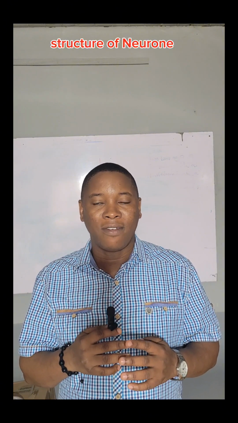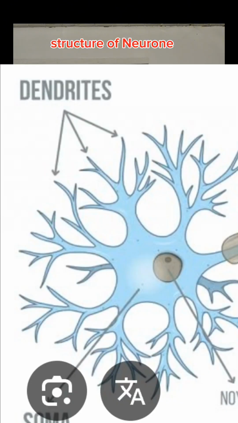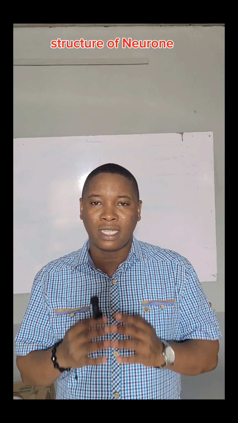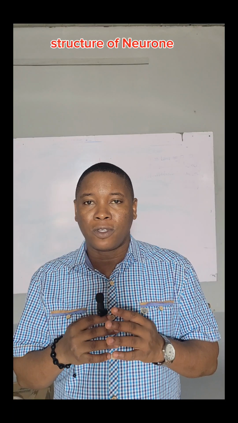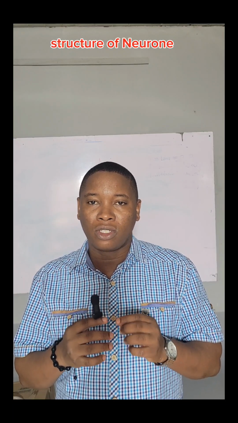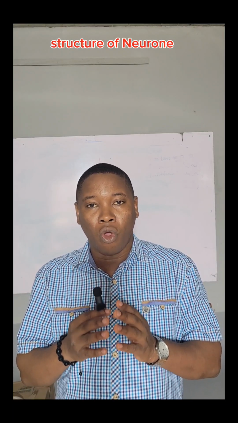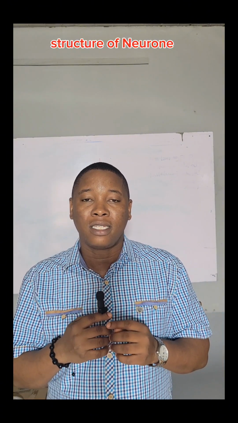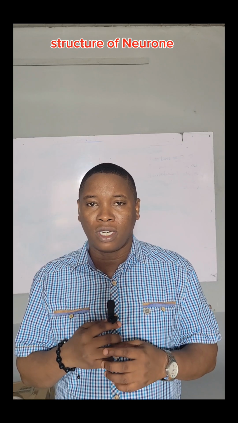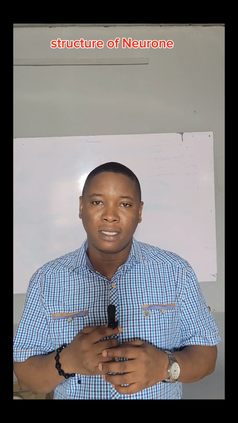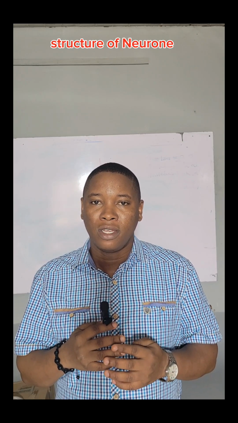Now, the dendrites have a large surface area. They have membranes that cover them. And on this large surface area, what do you have? You have a lot of receptors. What is the function of these receptors? These receptors are there to collect signals and impulses. These receptors are very sensitive to neurotransmitters. One of the neurotransmitters that is most common and important in the nervous system is acetylcholine.